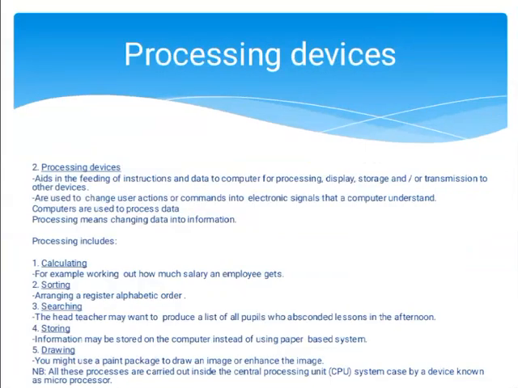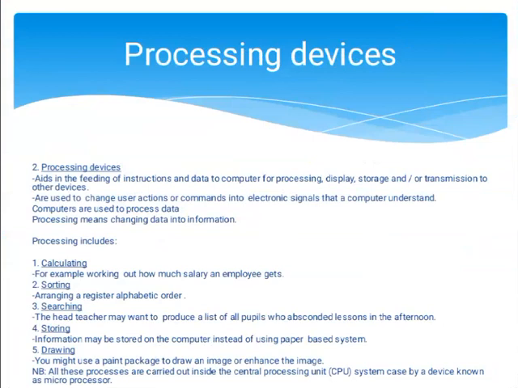Processing devices is the second type of computer hardware. This aids in the feeding of instructions and data to the computer for processing, display, storage, and or transmission to other devices. They are used to change user actions or commands into electronic signals that a computer understands.